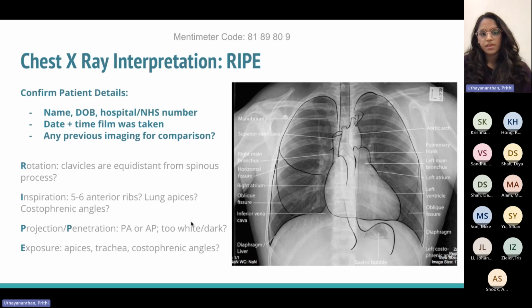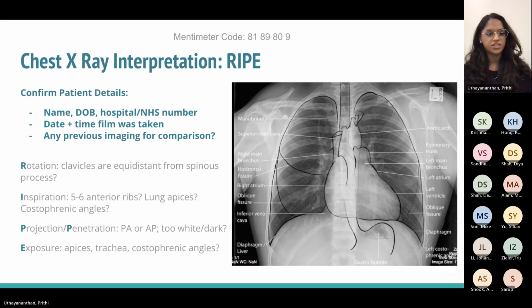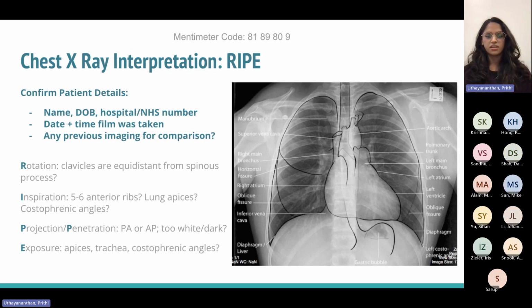To start off with, when you're doing any imaging interpretations, I'm sure you have probably had some lectures on this already, but it's really important, even in OSCEs, to make sure that you're checking all the patient's details: the full name, date of birth, and either the hospital number or the NHS number, the date and the time the film was taken, and any imaging that they've had previously, so you can use that for comparison. Often you're not going to have this in, for example, an OSCE scenario, but it's good to just say that you would look for this in a real life situation.